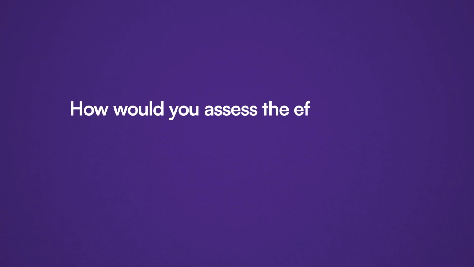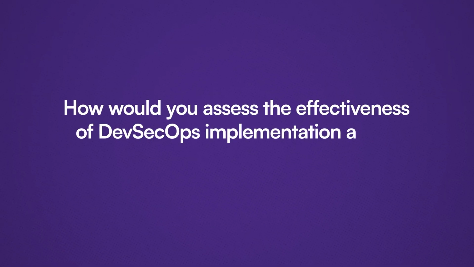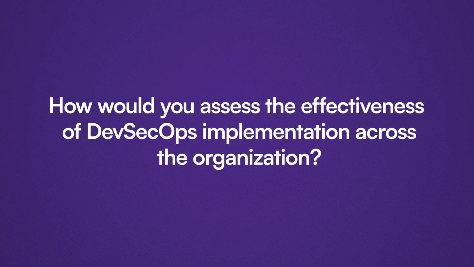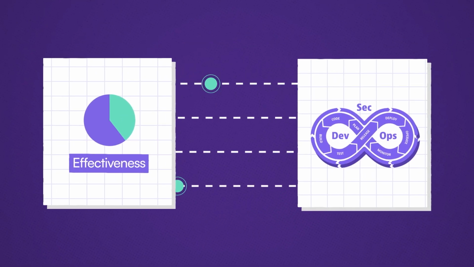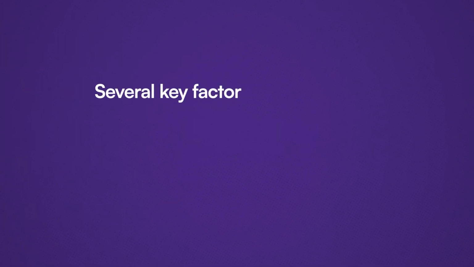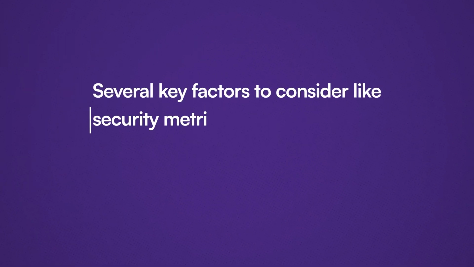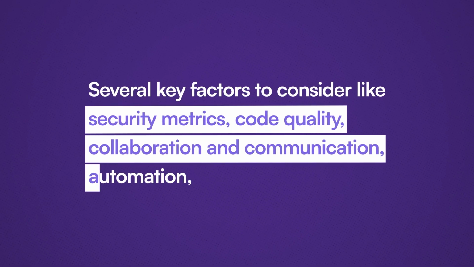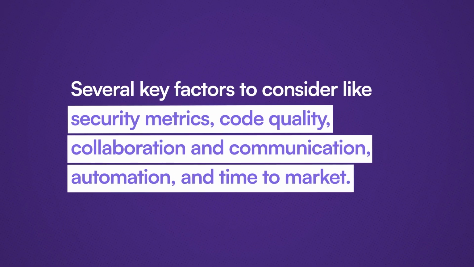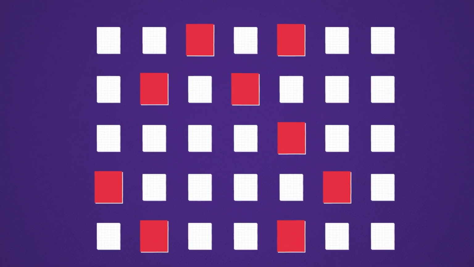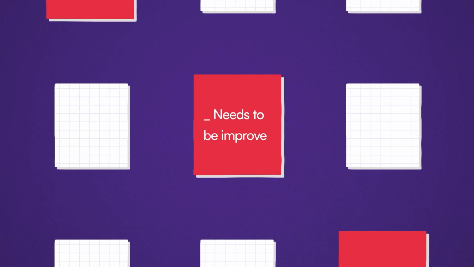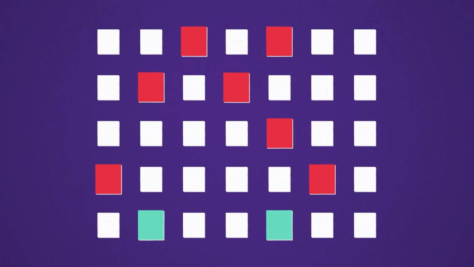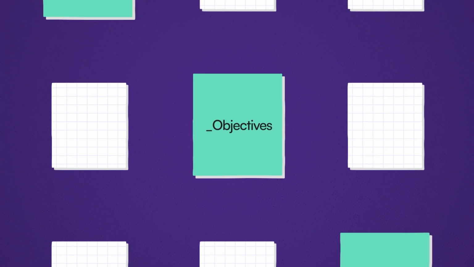How would you assess the effectiveness of DevSecOps implementation across the organization? Assessing the effectiveness of DevSecOps implementation across an organization can be challenging, but there are several key factors to consider, like security metrics, code quality, collaboration and communication, automation, and time to market. By monitoring and measuring these factors, organizations can identify areas for improvement and continue to refine their DevSecOps implementation to achieve their specific security goals and objectives.